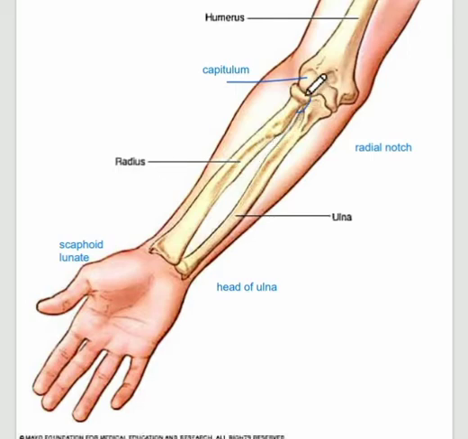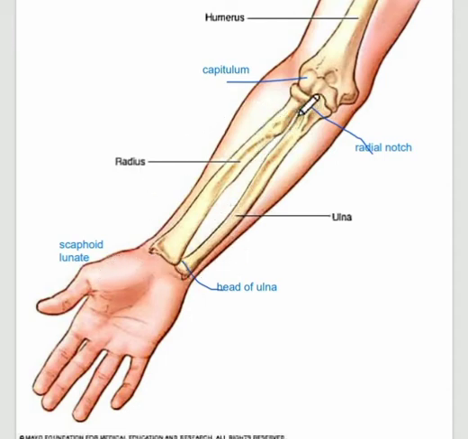Above, it articulates with the capitulum to form part of the elbow joint and it also articulates with the radial notch of the ulna to form the proximal radio-ulnar joint. This one is the radial notch of the ulna and this is the capitulum of the humerus. And inferiorly it articulates with the head of the ulna to form the distal radio-ulnar joint and it also articulates with scaphoid and lunate bone.